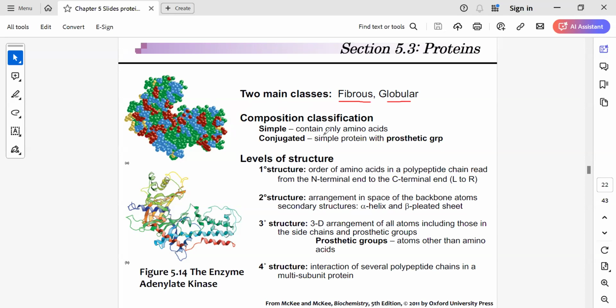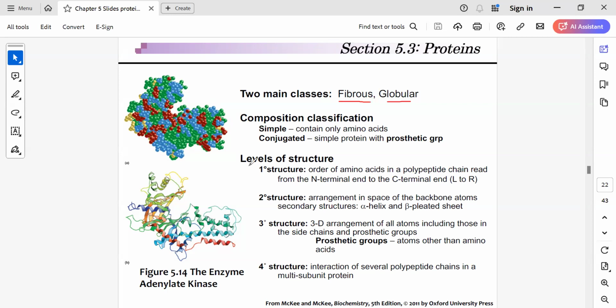First, we have simple proteins, which contain only amino acids, and we have conjugated proteins. Simple proteins only have amino acids in them, and some proteins are conjugated, that is, they are simple proteins but with a prosthetic group attached to them. Then we also have the levels of structure of proteins.